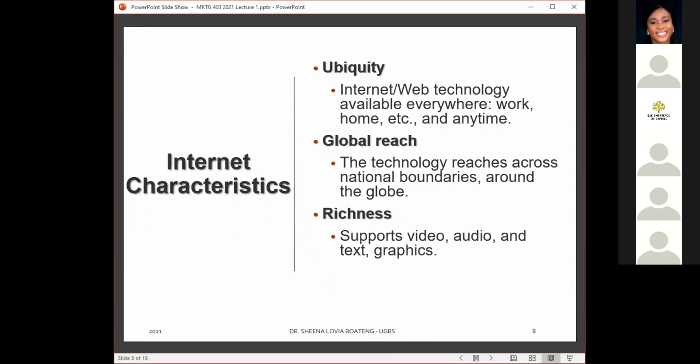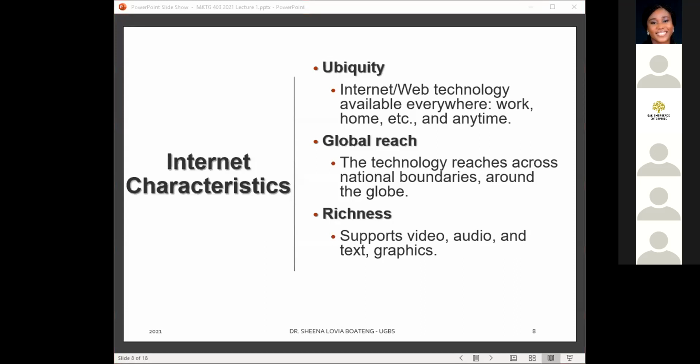We can also talk about the characteristic of richness. This is one of the key characteristics of the internet that gives marketers the dexterity to be creative. We have the ability to apply videos, audio, various forms of text and graphics in any way, manner, or combination to ensure that we have the full attention of our customers or prospective customers. So this richness helps marketers put together all manner of content, because content creation is what drives electronic marketing.